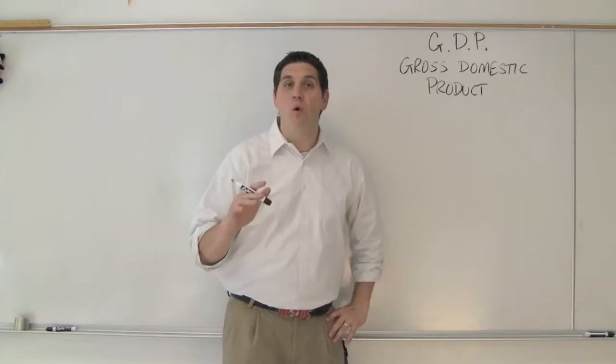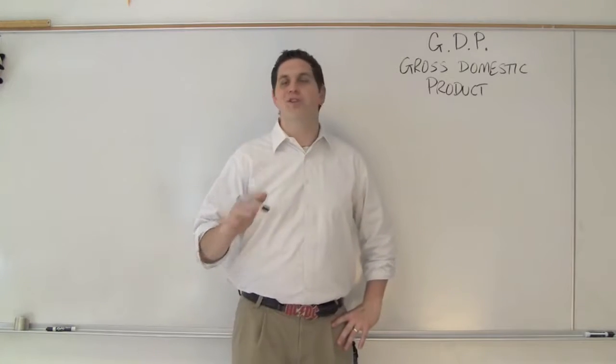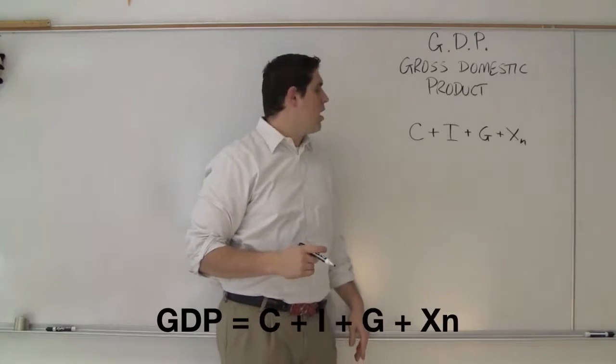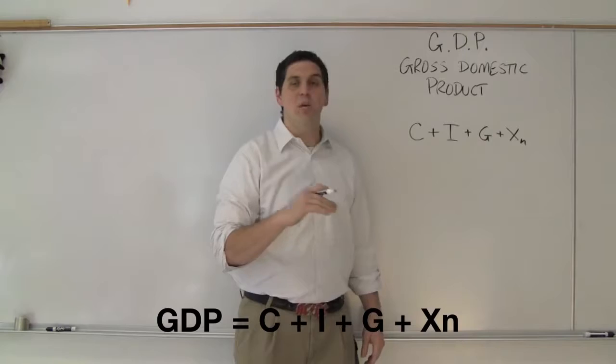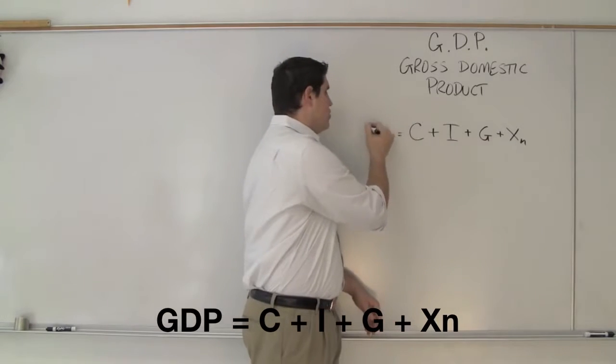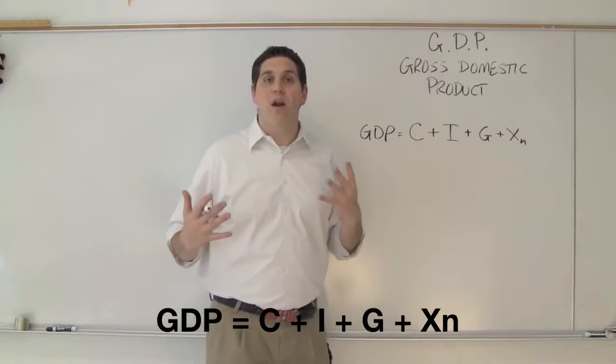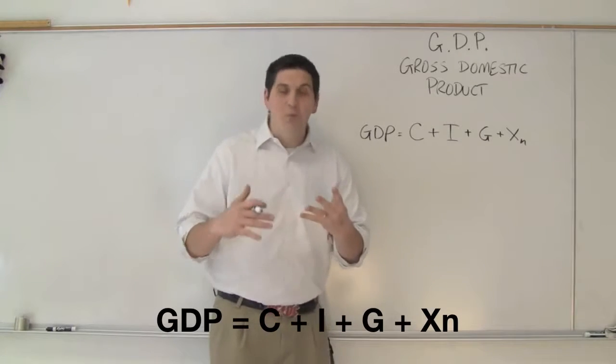GDP is made up of 4 components. It's the most important equation. You've got to memorize it. It's right here. Bam! That's it. It's C plus I plus G plus Xn. This equals GDP. There's only 4 entities that can buy stuff in our economy, right? There's only 4 different groups that can buy stuff.